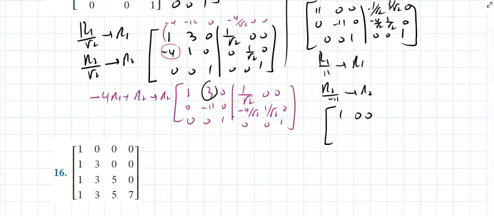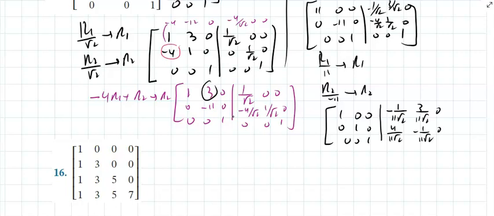If you multiply by 1 over 11, you get negative 1 over 11 radical 2, 3 over 11 radical 2, and a 0. Divide by a negative 11, that will be 4 over 11 radical 2 and negative 1 over 11 radical 2. Hopefully I didn't make a mistake, but you get the idea of how that works, and this is the inverse of A.